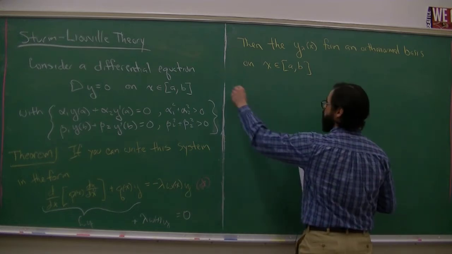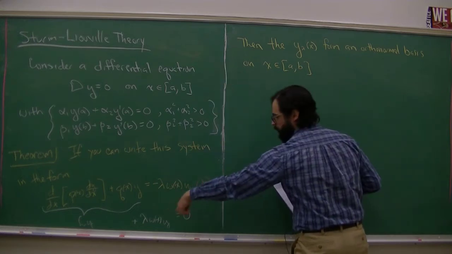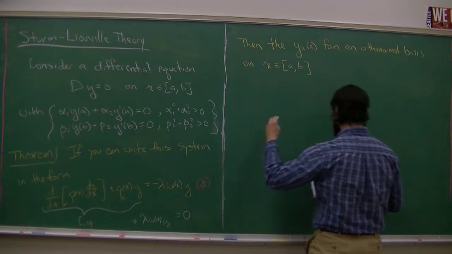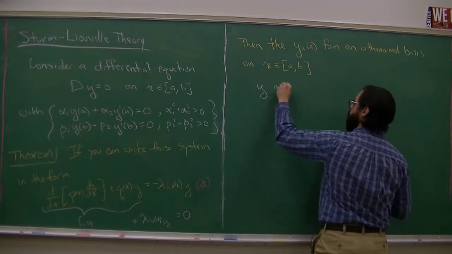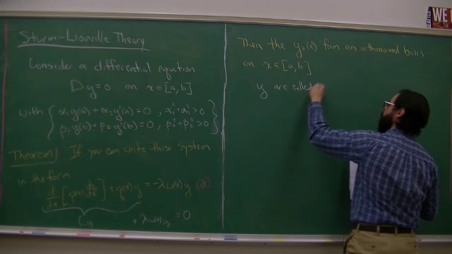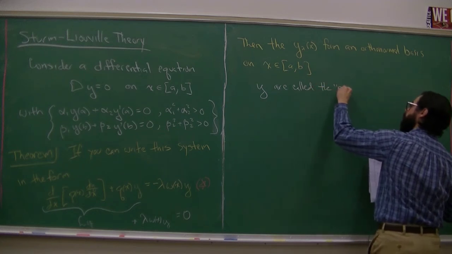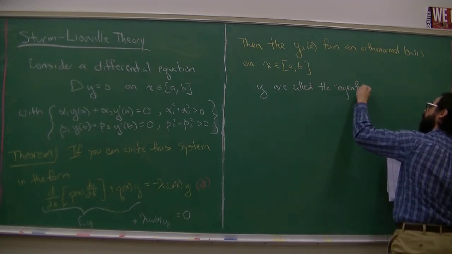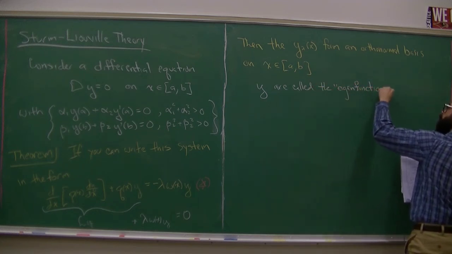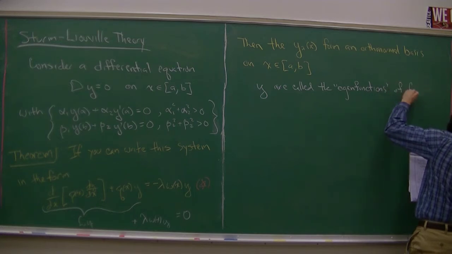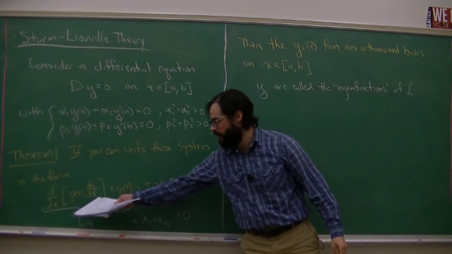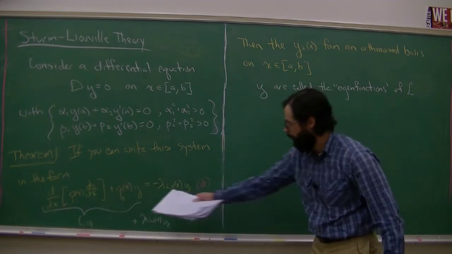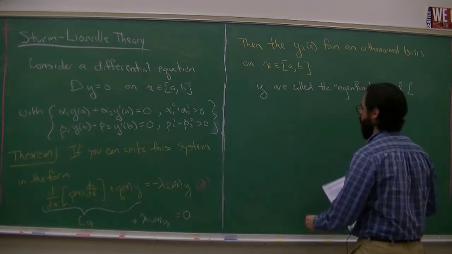So L is a differential operator. We can put our equation into this form using L. Y are called the eigenfunctions of L. And if you're thinking quantum mechanics, you're right. So think about that as like Schrodinger's equation, and that is the energy, and you're on the right track.